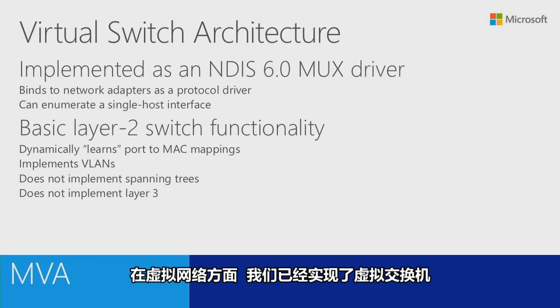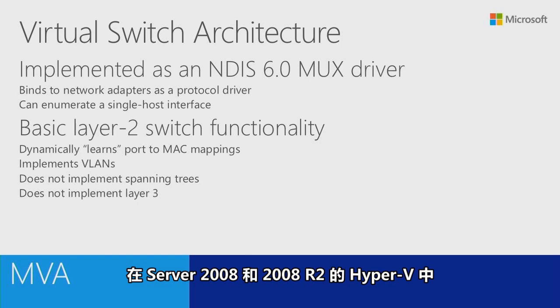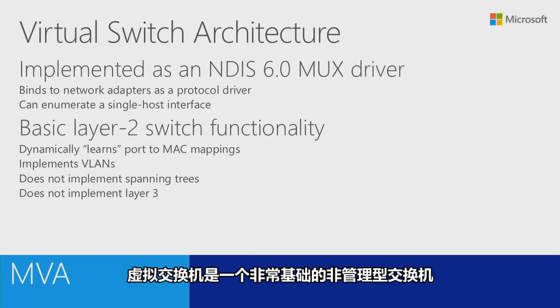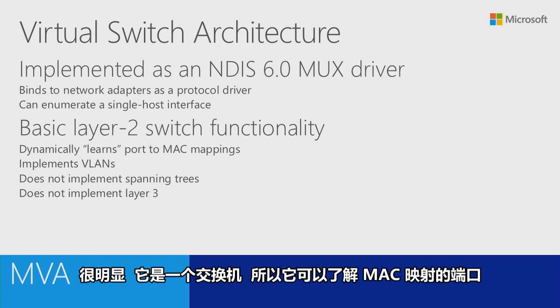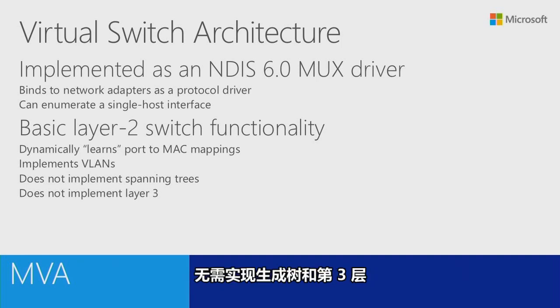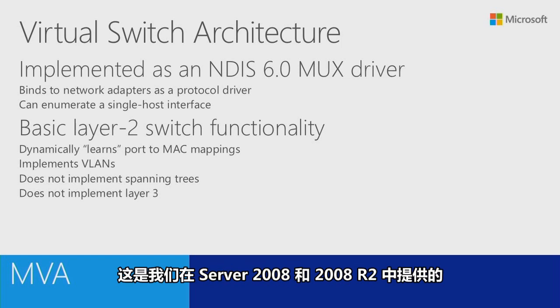When it comes to virtual networking, we implement a virtual switch. And in Server 2008 and 2008 R2 Hyper-V, the virtual switch was pretty much a very basic unmanaged switch. Think of it as an unmanaged switch with VLANs for logical segmentation. It obviously is a switch, so it learns port to MAC mappings, doesn't implement spanning tree, doesn't implement layer 3. That's kind of where we've been with Server 2008 R2.